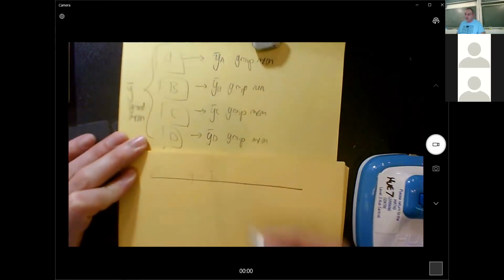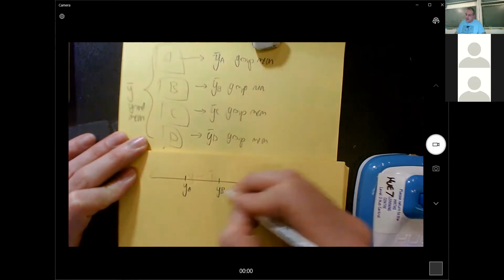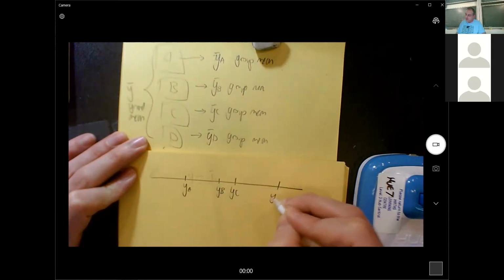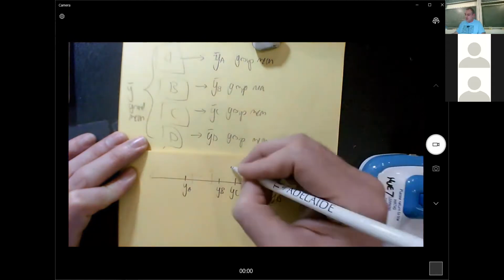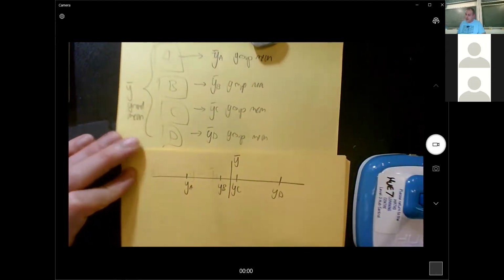These are the numbers. Here's maybe the group mean for A, and here's the group mean for B, and here's the group mean for C, and here's the group mean for D. And maybe somewhere in the middle here is the actual grand mean. And then here's each individual.